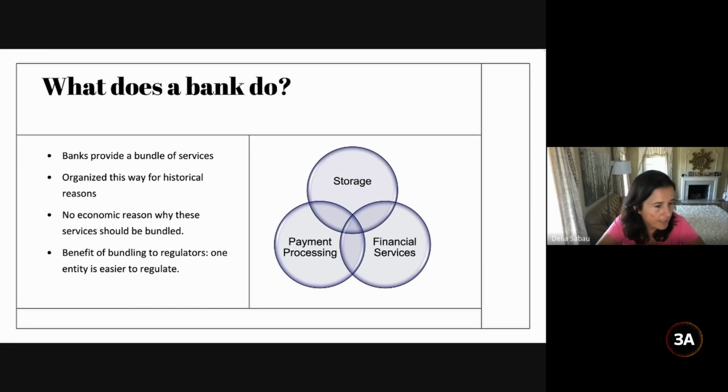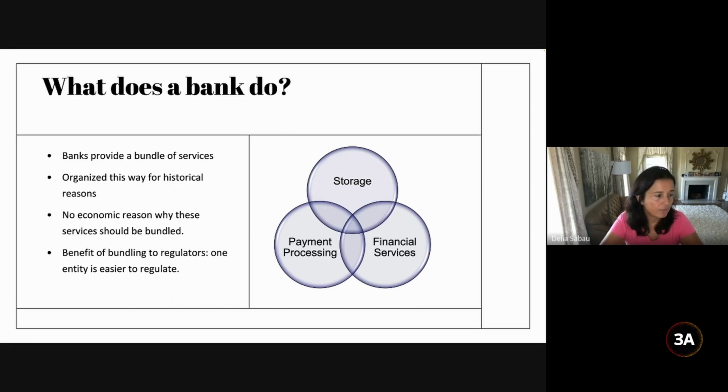We talk about banks throughout this whole lesson, but what does a bank really do? The banks provide a bundle of services, and they do at least three things. They provide storage. If you have money, you don't necessarily want to keep it under the mattress, right? So you're quite happy to leave it with a bank. Once your money is there, it's very easy to use a bank to process payments. So they're important to transfer value.